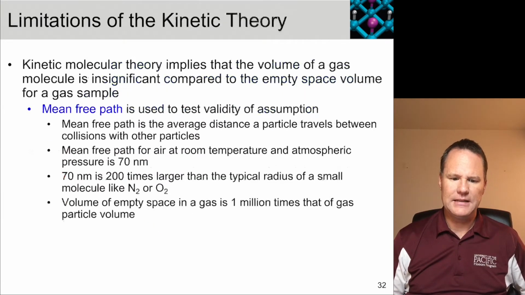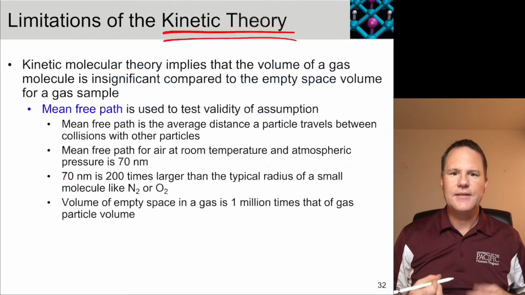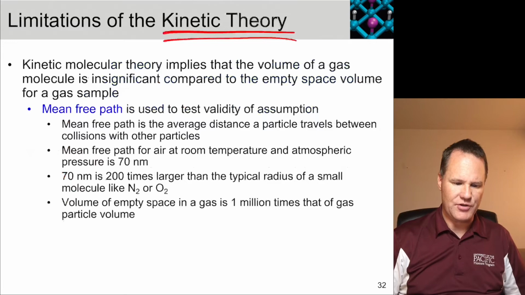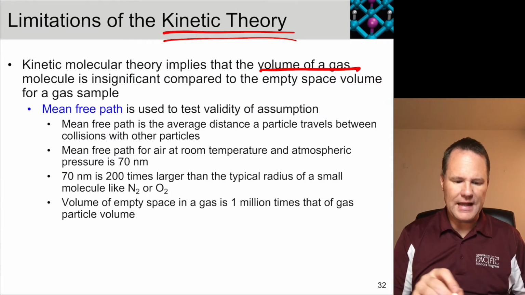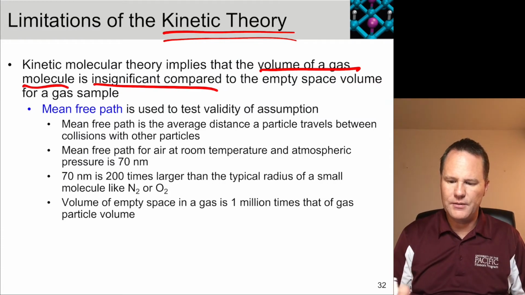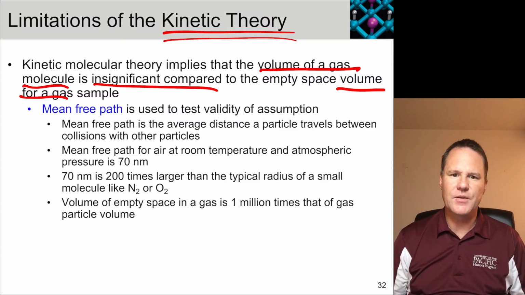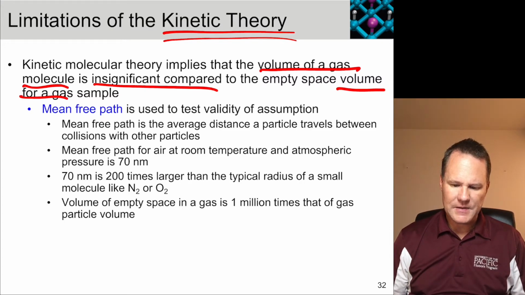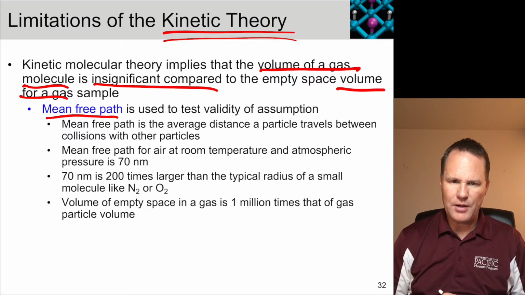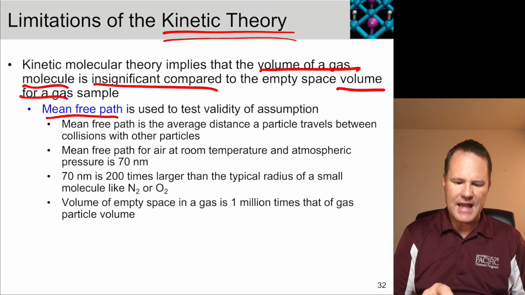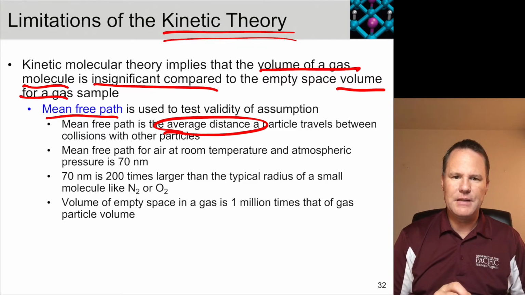Now, what about the limitations of the kinetic theory of gases? We started out with a few assumptions on how a gas behaves. One thing was that the volume of a gas molecule is insignificant compared to the volume of a gas. So compared to the available volume for a gas, the particles are very, very small. We can test this assumption by looking at the mean free path. The mean free path is how far a particle can travel between two collisions. What is the average distance that they fly between collisions?